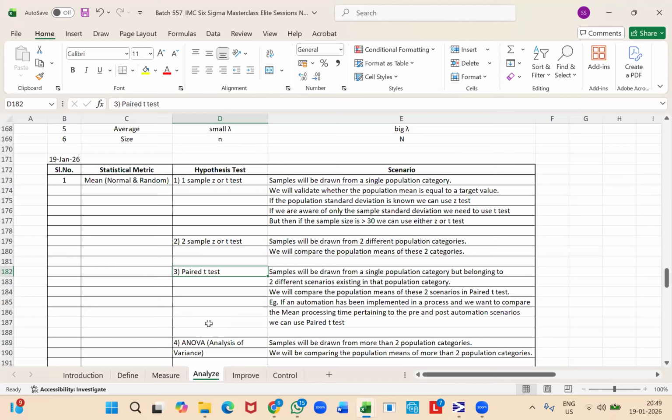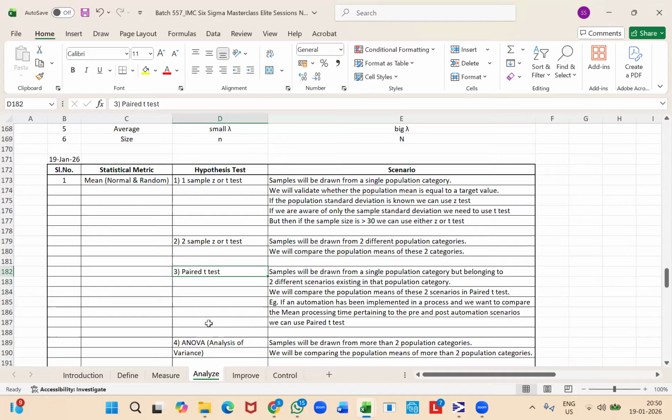Understood the difference between two sample mean test and the paired T test? There is a small line separating these two, but we need to be careful when we decide whether we need to apply two sample mean test or paired T test for a given scenario where it involves two population categories, right? If it is different population categories, then two sample mean test, but if it's two different scenarios existing within a process, then we will use paired T test.